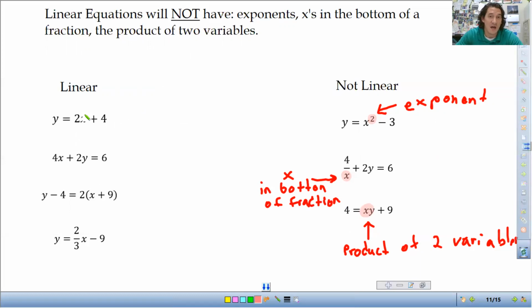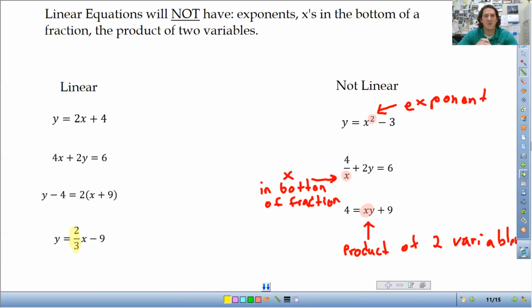These are actually the most common examples of linear functions that we are going to be dealing with a lot this school year. These are three common forms. This is called slope-intercept form. This one is standard form. This is point-slope form. These are all linear. One thing I want to point out, a linear function can have fractions. So this has a fraction. This is fine. The x is not in the bottom of the fraction. That's when it can't be linear. So fractions are okay, but if there's an x in the bottom of it, not okay. So these are all linear.